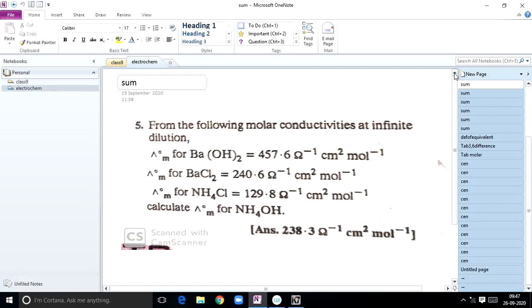So you have to do this one. How to bring out the relation between them? How to bring out the relation from the following molar conductivities at infinite dilution. At infinite dilution, lambda m naught of barium hydroxide, barium chloride. He is asking lambda m naught of ammonium chloride, ammonium hydroxide, weak electrolyte he is asking. So bring out the relation.